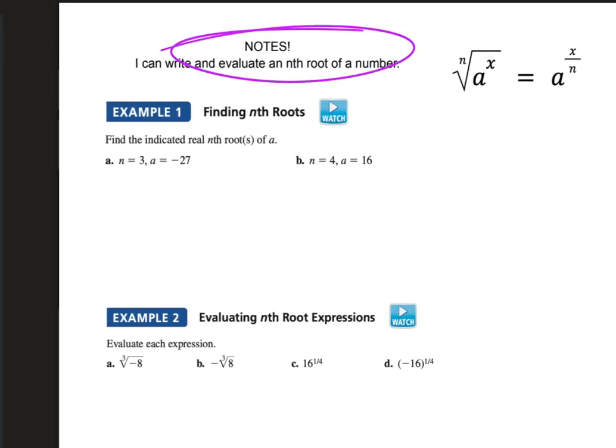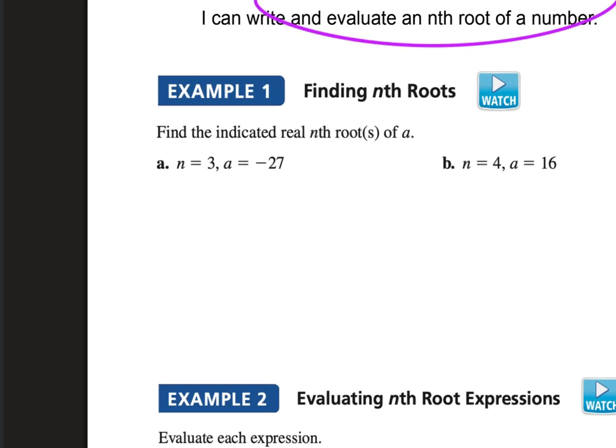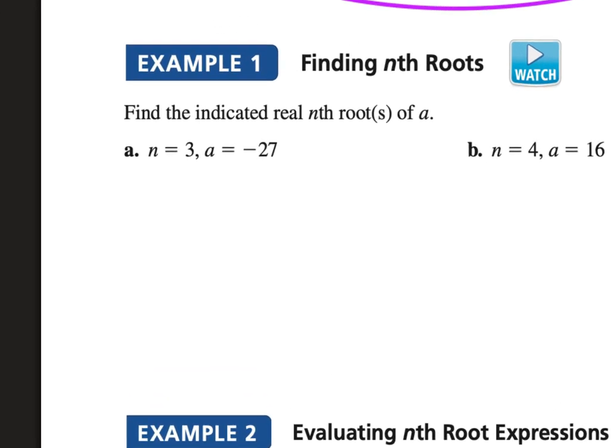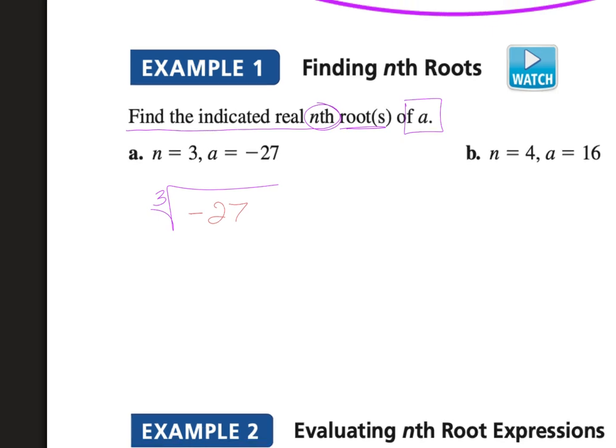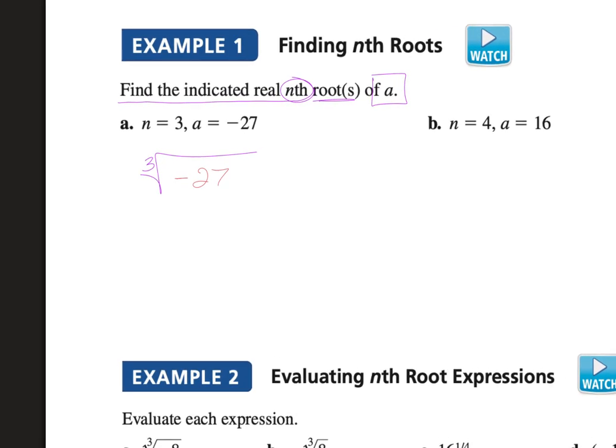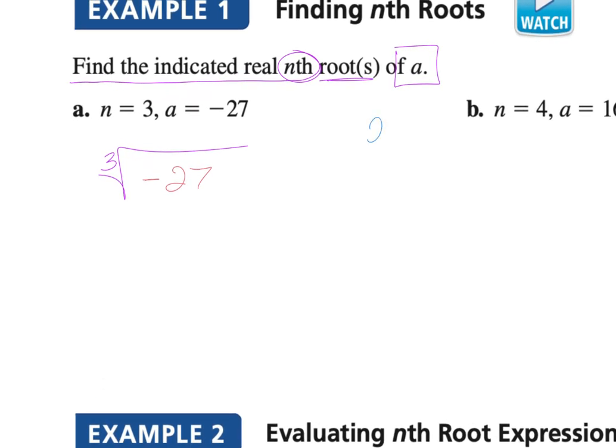Check that out. So, like I said, what we're going to do here is n is 3, and what we're going to do is find the indicated real nth root of a. So, n is 3, and negative 27 is right here. If you don't just see it right away, which is definitely possible, then what you need to do for all of these is start to factor them. So the way that I factor this one is that I do the prime factors.